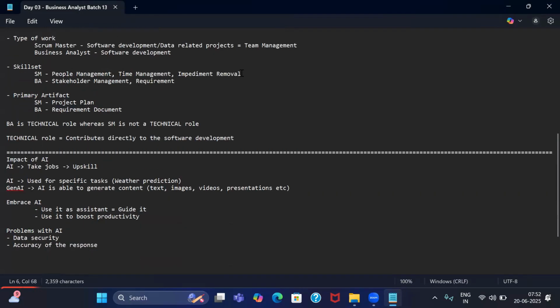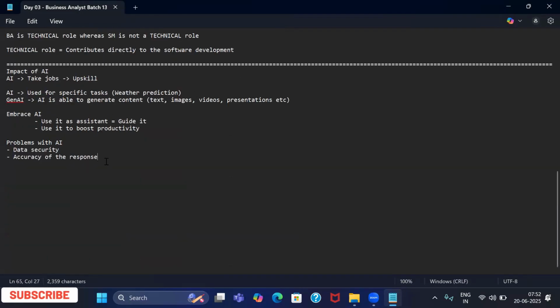Okay, so we have one question. Before ending today's topic, Aslam is asking what the job market for BA is as of now. The job market for BA is only growing with every day.